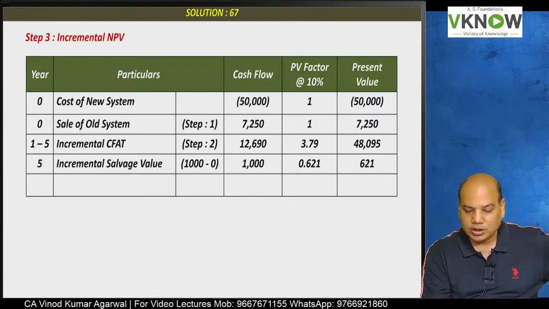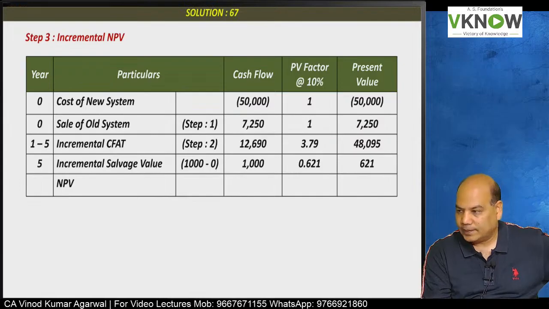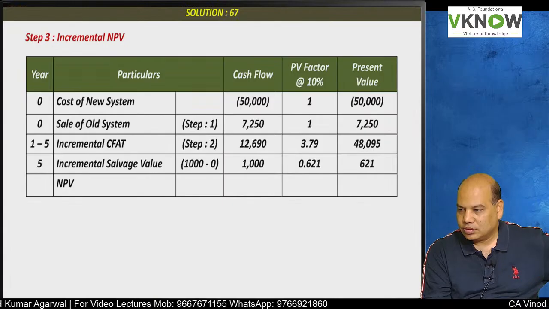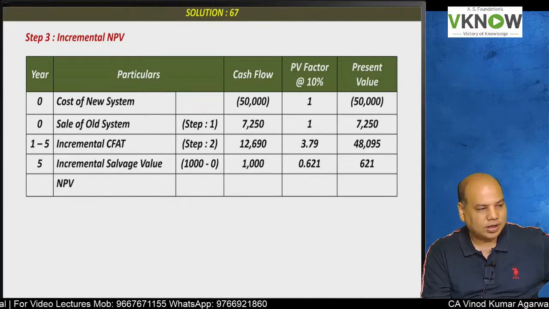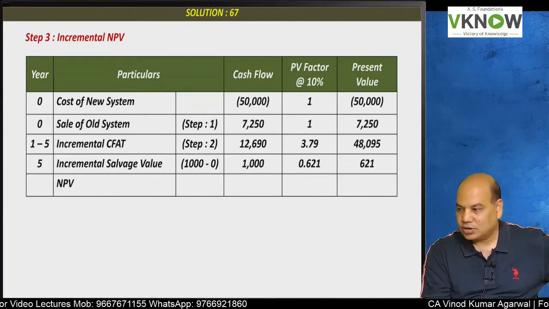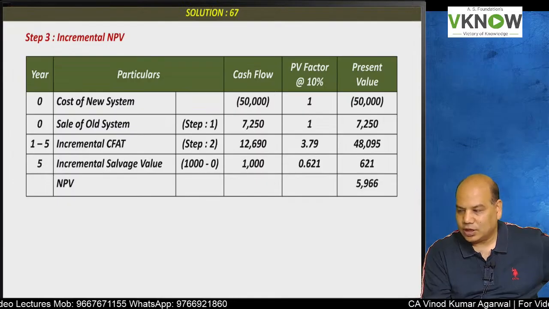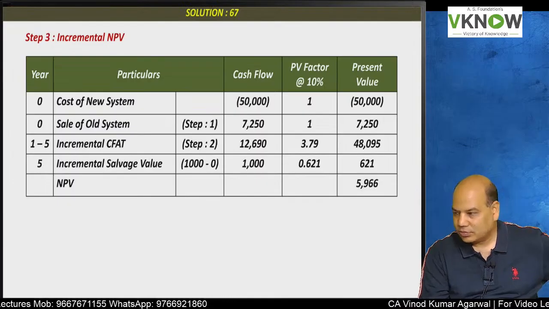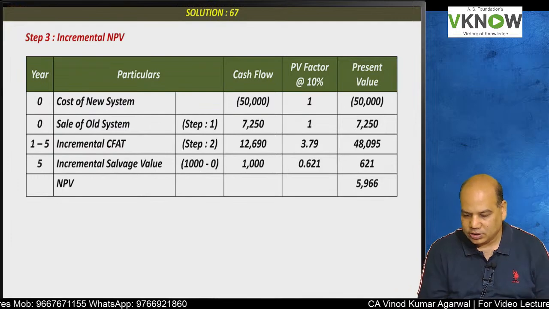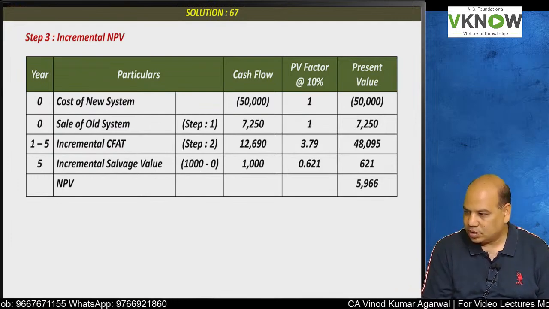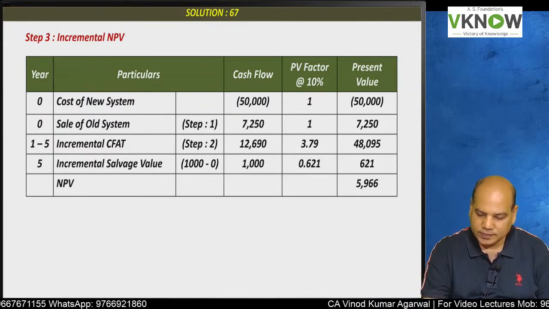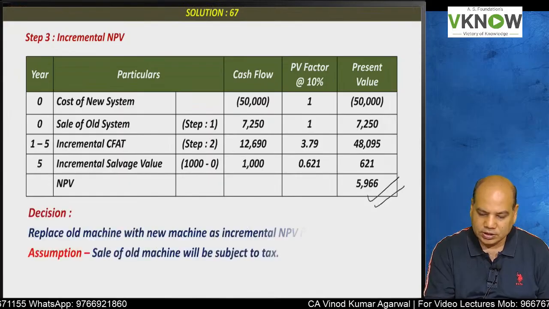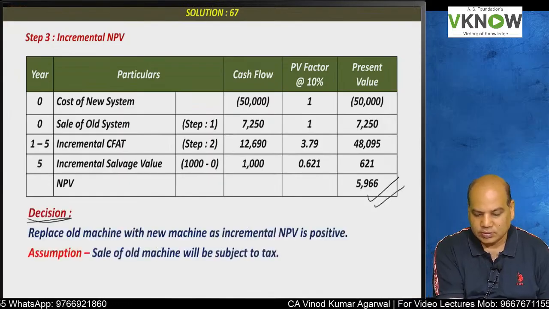Anybody who wants to reply, the last column, total NPV? Let us see who will answer first. Last column NPV, anybody quickly. Waiting for your answer. One student has replied. Very good. 5,966. 5,966 is right. So write the decision.